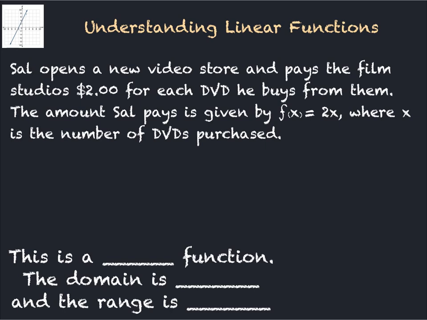So that can be shown given this function f of x equals 2x, where x is the number of DVDs purchased. So in our previous example, we weren't given x is the number of DVDs purchased. We weren't given a domain, a specific set of domains that they wanted us to use. So I said, well, then therefore our domain is all reals.